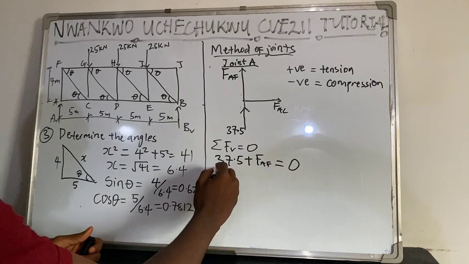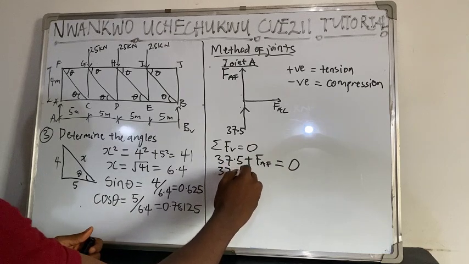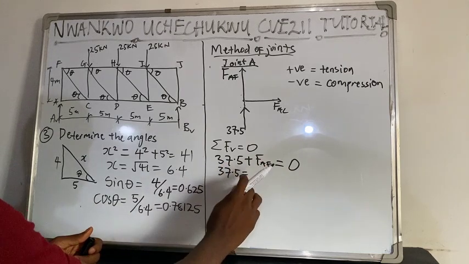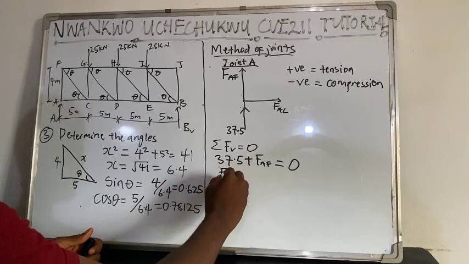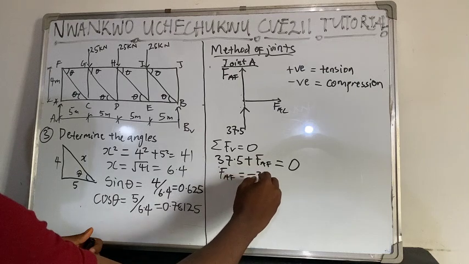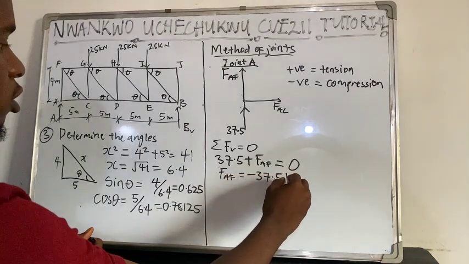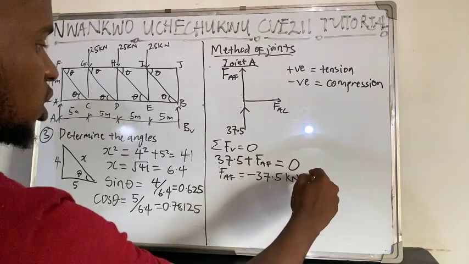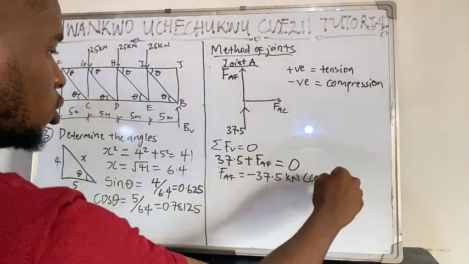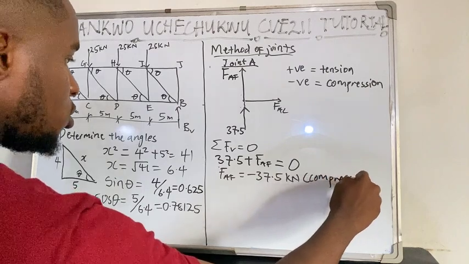So we have 37.5 is equal to, let me write this better, I have FAF is equal to minus 37.5 kilonewtons. Now, the fact that this is negative means that this force is in compression.